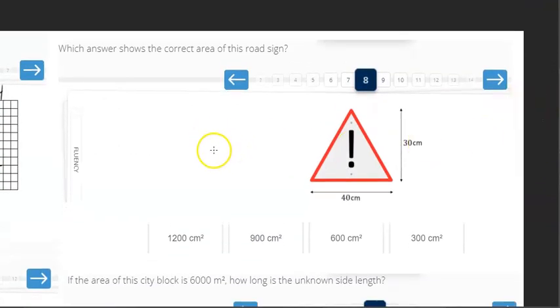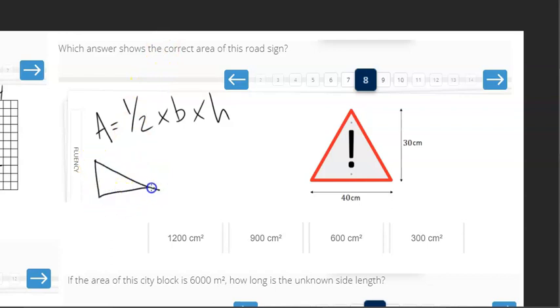Now, this one here, what is the correct area for the road sign for this question 8? You got to remember that the area is half times base times height. And when we say base times height, there are 2 different types of triangles that we can see. There is a right angle triangle, and there can sometimes be a scalene, isosceles type of triangle, equilateral triangle.